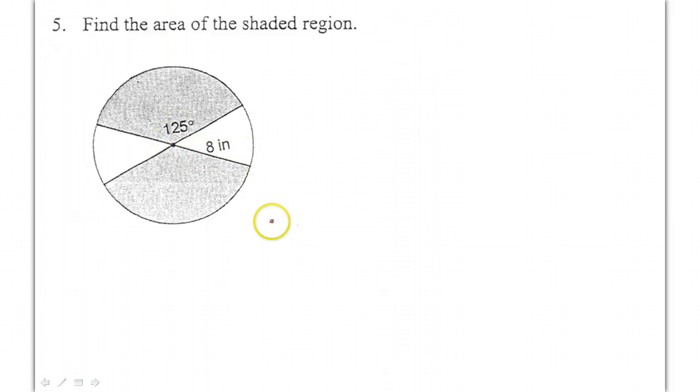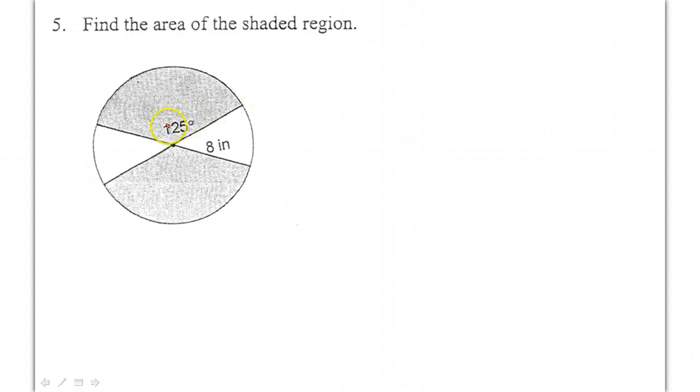Number 5. There are two strategies for solving this problem. I'm going to show you both. One strategy is to find the area of one sector and then double it. That's what I'll do first. A lot of people found the area of one sector and then forgot to double it. There's two shaded sections that are equal size.